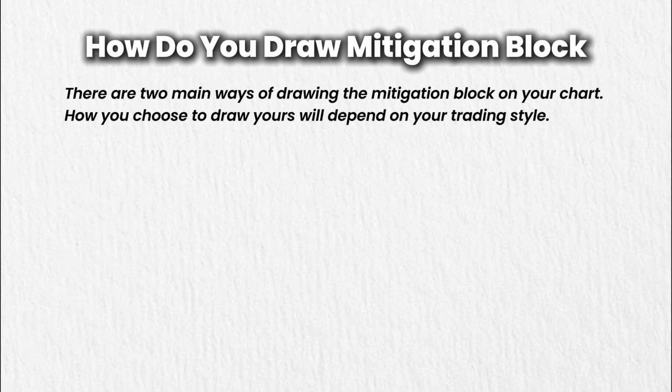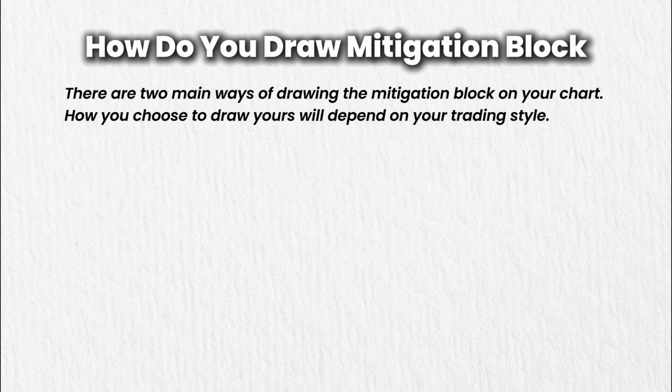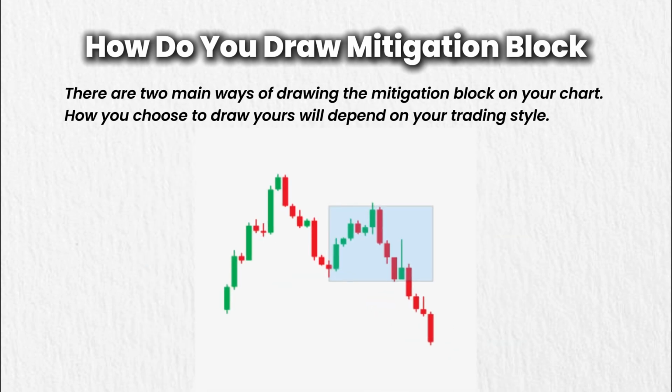The first is to use the last significant down close candle before the push that creates the lower high for a bearish mitigation block, or the last significant up-close candle before the creation of the higher low for a bullish mitigation block. The second method of drawing your mitigation blocks is to mark the entire leg leading to the lower high in a bullish scenario, or the entire leg leading to a higher low in a bearish scenario.